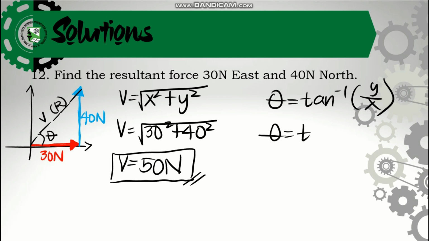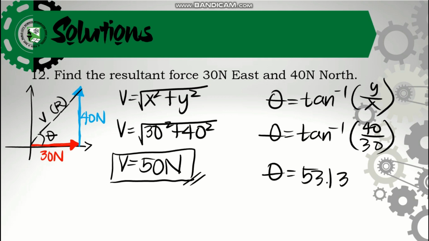Now, in getting the angle, we have inverse tangent is equal to y over x, where our y is 40 over 30. So, we have inverse tangent of 40 over 30. Once we input it on the calculator, we got 53.13 degrees. So, please take note that y is always the vertical one and x will always be the horizontal.